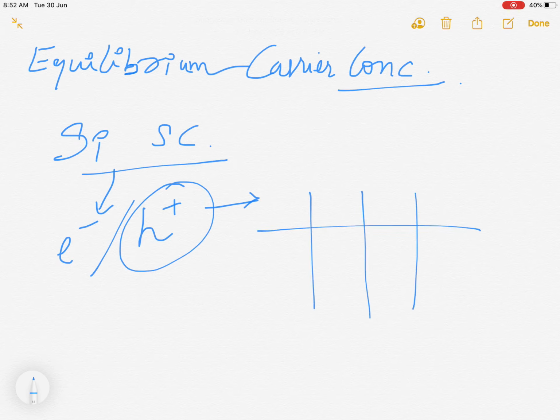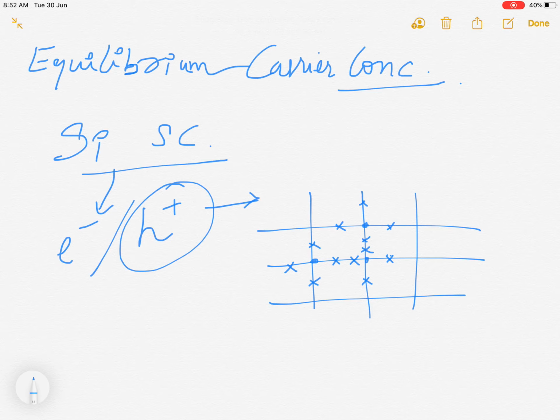See, this is a 2D grid. These are atoms, silicon atoms, and each has 4 electrons. I am denoting electrons by a cross. Similarly, each atom has 4 electrons in its outermost shell.